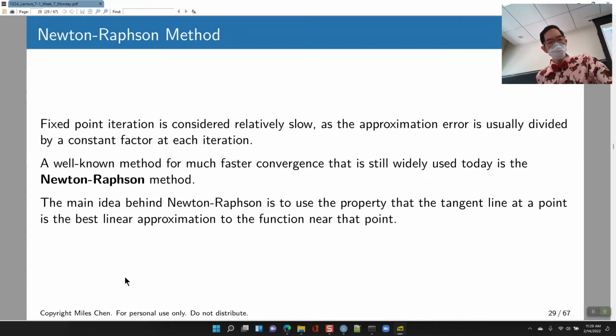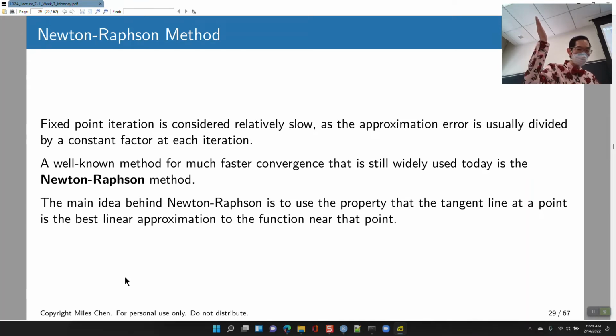Fixed point iteration is relatively slow. So we did find a fixed point, and we found the root in about 19 iterations. But that's relatively slow, as basically the error is usually divided by some constant factor at each iteration. And sometimes it's fine, and sometimes you want something a little bit faster. So one method that is known for very fast convergence is the Newton-Raphson method, and it's very popular.